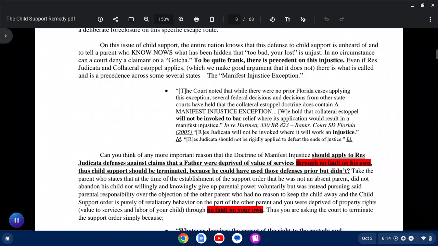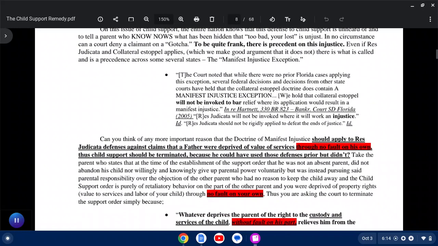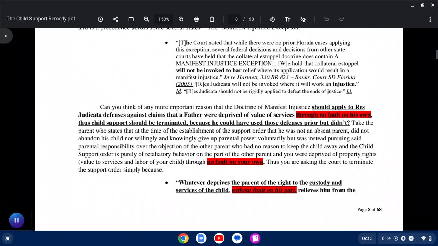There is what is called, and is a precedence across several states, the manifest injustice exception. I've heard of that too. That's even applicable in so-called criminal cases. The court noted that while there were no prior Florida cases applying this exception, several federal decisions and decisions from other state courts have held that the collateral estoppel doctrine does contain a manifest injustice exception. We hold that collateral estoppel will not be invoked to bar relief where its application would result in manifest injustice. This looks like a bankruptcy court opinion.